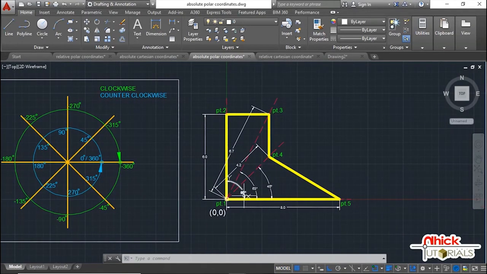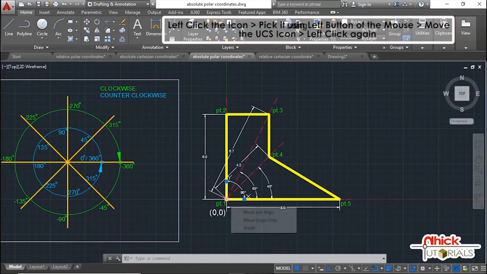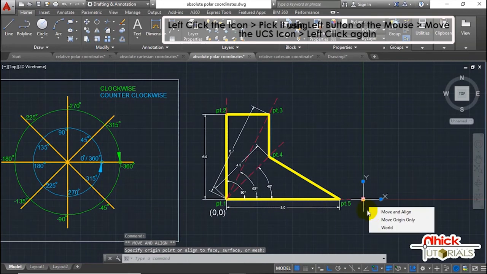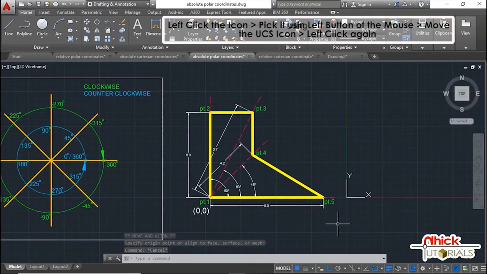Using the example, let us again plot the points to create another drawing, but we need first to move the UCS icon to change its origin. Left click the icon, pick it using again the left button, then move the mouse to move the UCS icon and left click again to your desired location.